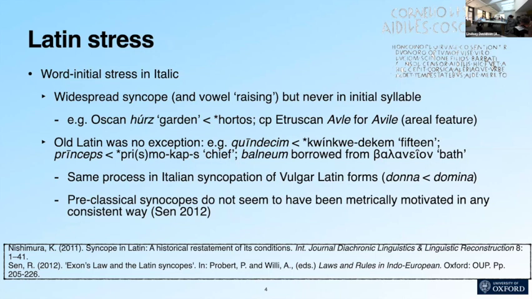And even borrowed words, so from Greek balaneon, the word for bath, we've lost the second syllable. So the Greek has got that stress late on in the word, accent late in the word. Latin has applied its word initial stress system and lost a whole syllable. This same process continues to the present day. So a word in Italian like donna for woman has come from domina with 3 syllables in Latin. And there doesn't seem to be any clear-cut sort of metrical motivation for how this works.